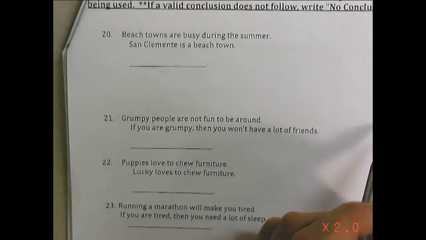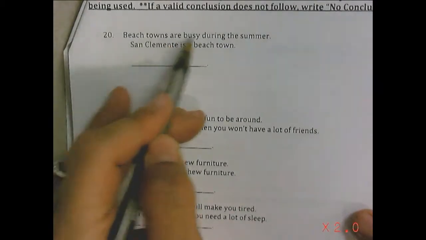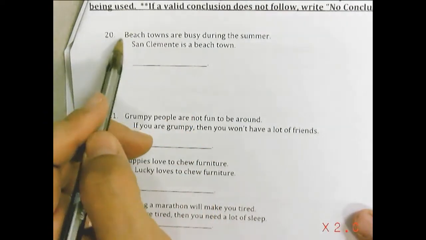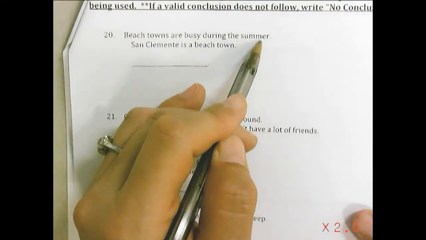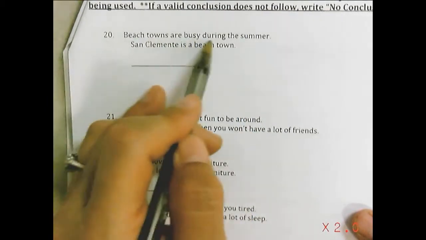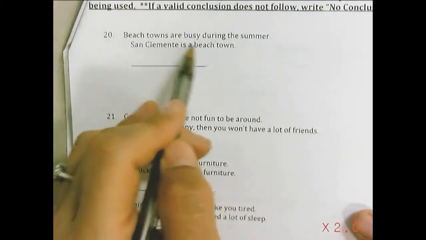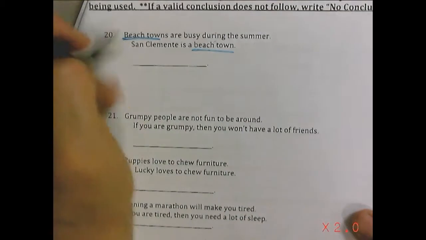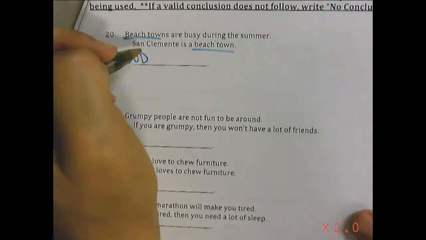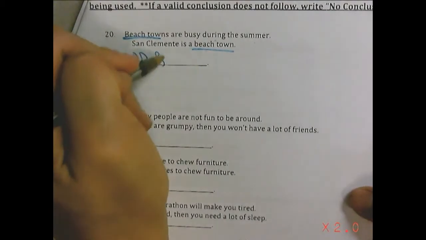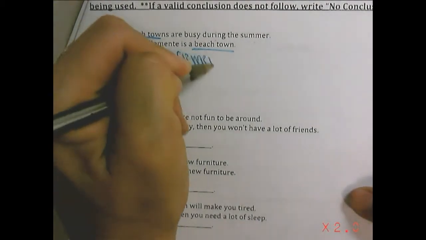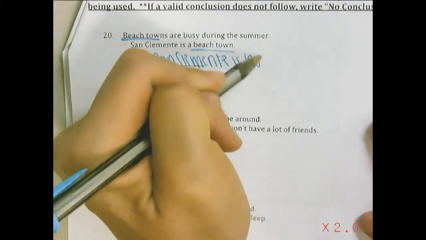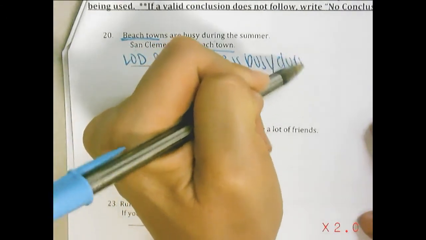So, this first one: beach towns are busy during the summer. San Clemente is a beach town. My recommendation to you would be to turn this into a conditional statement, an if-then. If it is a beach town, then it is busy during the summer. San Clemente is a beach town. So we have beach town as our hypothesis and beach town as our statement. That would be law of detachment, and our conclusion would be San Clemente is busy during the summer, which it is. It kind of always is.